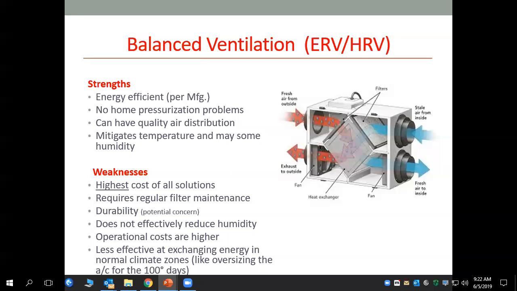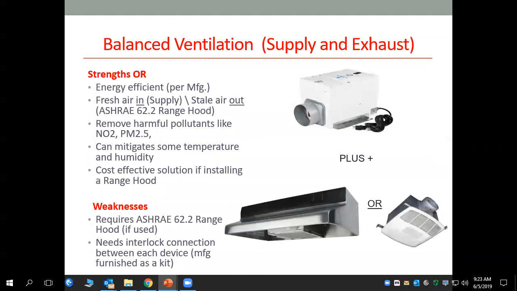And I say normal, it's probably not the best wording, but it's like oversizing your AC for 100-degree days. You're going to have some benefit, but on the days that you aren't at that extreme, you don't need that oversizing. You're not going to have an exchange that's really going to justify, in my opinion, that additional investment.